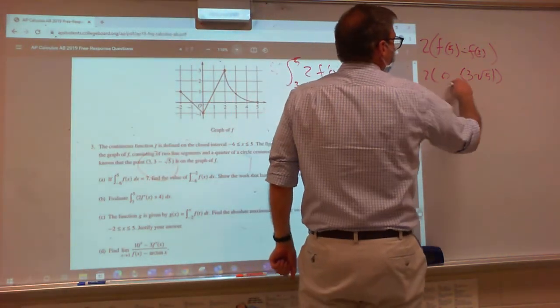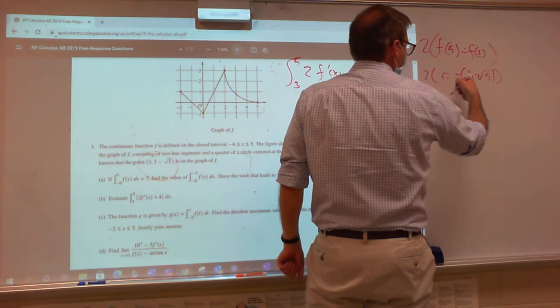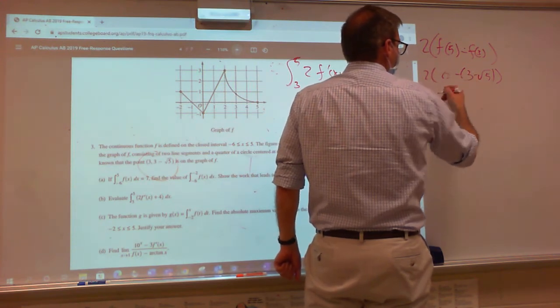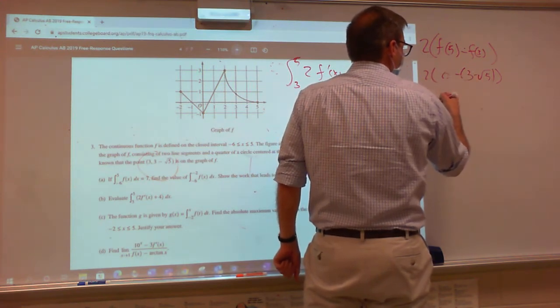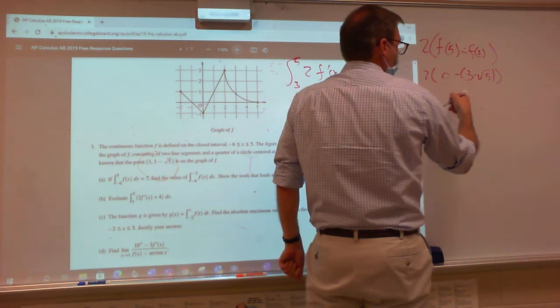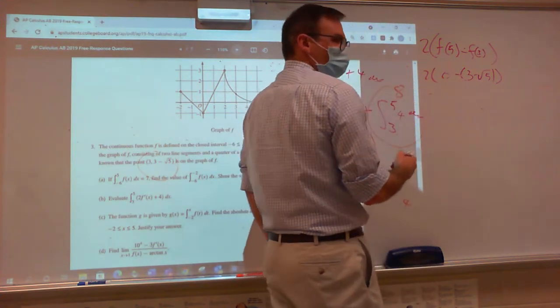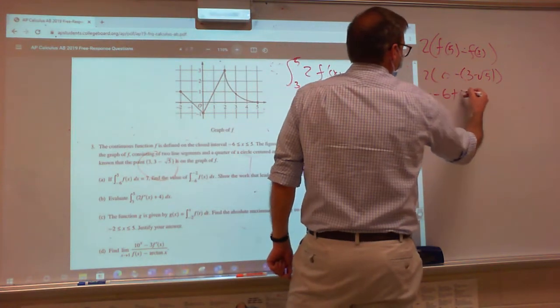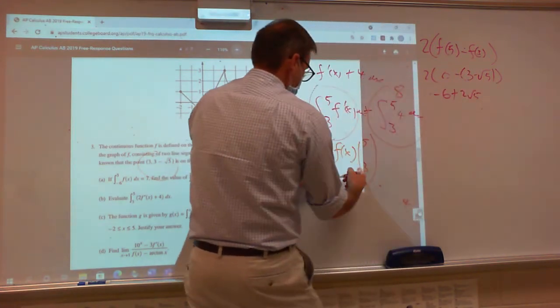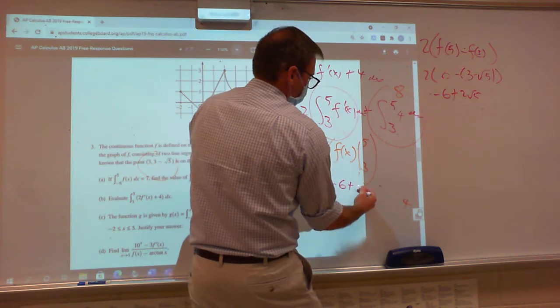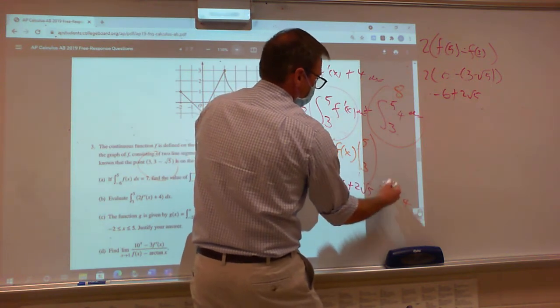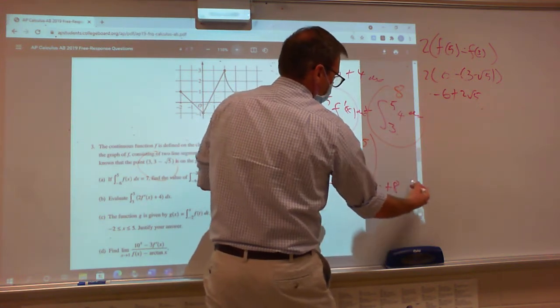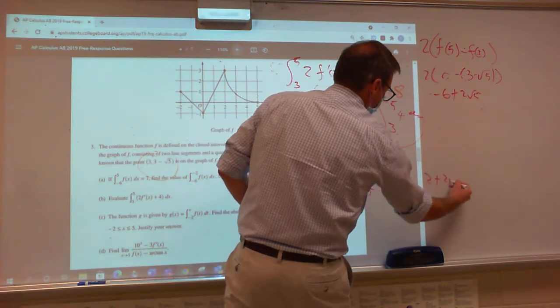So, when I work this out, what's that going to give me? It's negative 3 plus root 5, times 2. Negative 6 plus 2 root 5. So this is negative 6 plus 2 root 5. This was an 8, so I get a plus 8. So my answer is going to be 2 plus 2 root 5.